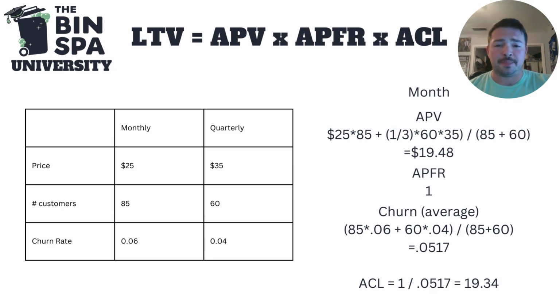You're going to take 85, which is how many customers, times the churn rate, which is 0.06. You're going to add it to the number of quarterly customers times their churn rate. And you're going to divide that by the total number of customers that we have in general. It's going to give us a churn rate of about 0.0517. Makes sense. Our customers are pretty equal, and it's right in the middle of our 2 churn rates. So that's how we get our numbers.